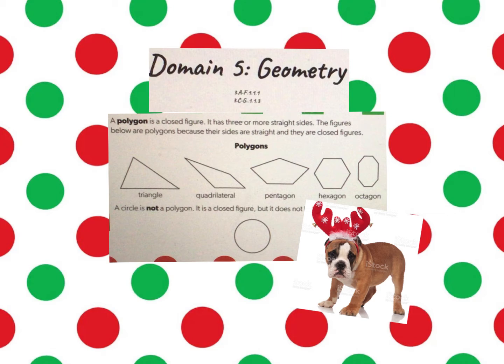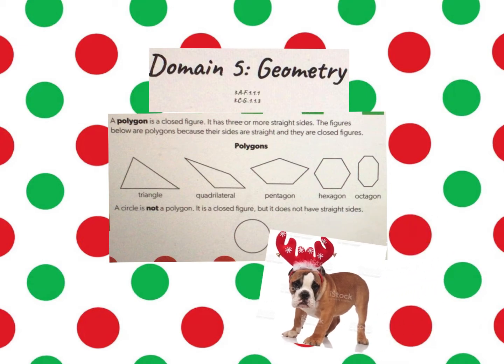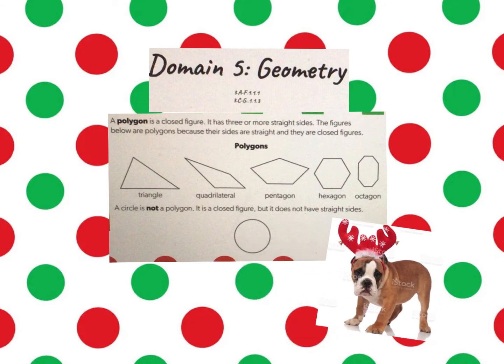A hexagon, remember, 6 has the X, just like hex has the X. So hexagon has 6 sides, and then an octagon has 8 sides. And remember, a circle is not a polygon. It is a closed figure, but it does not have straight sides.